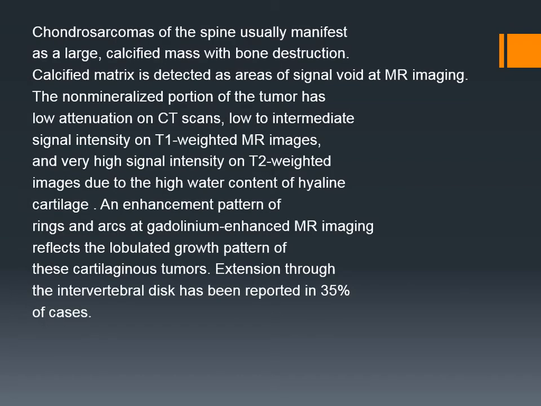Chondrosarcoma of the spine usually manifests as a large calcified mass with bone destruction. Calcified matrix is detected as areas of signal void at MR imaging. The non-mineralized portion of the tumor has low attenuation on CT scan, low to intermediate signal intensity on T1 weighted MR imaging, and very high signal intensity on T2 weighted images due to the high water content of hyaline cartilage. An enhancement pattern of rings and arcs at gadolinium enhanced MR imaging reflects the lobulated growth pattern of this cartilaginous tumor. Extension through the intervertebral disc has been reported in 35% of the cases.